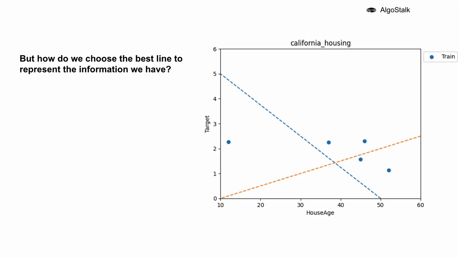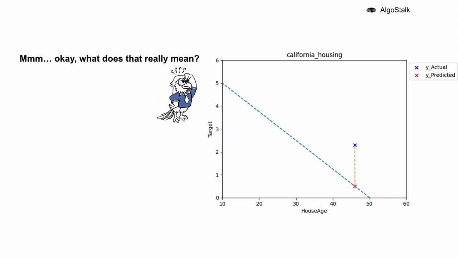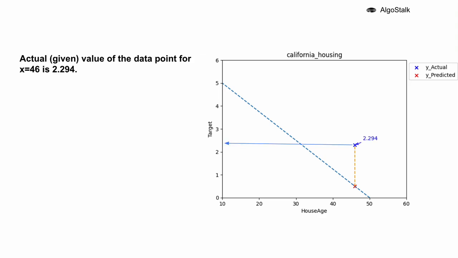But how do we choose the best line to represent the information we have? Our objective is to find a line that comes as close as possible to all the data points, minimizing the distance between the line and each point. Okay, what does that really mean? Let's focus on one data point to make it clearer.